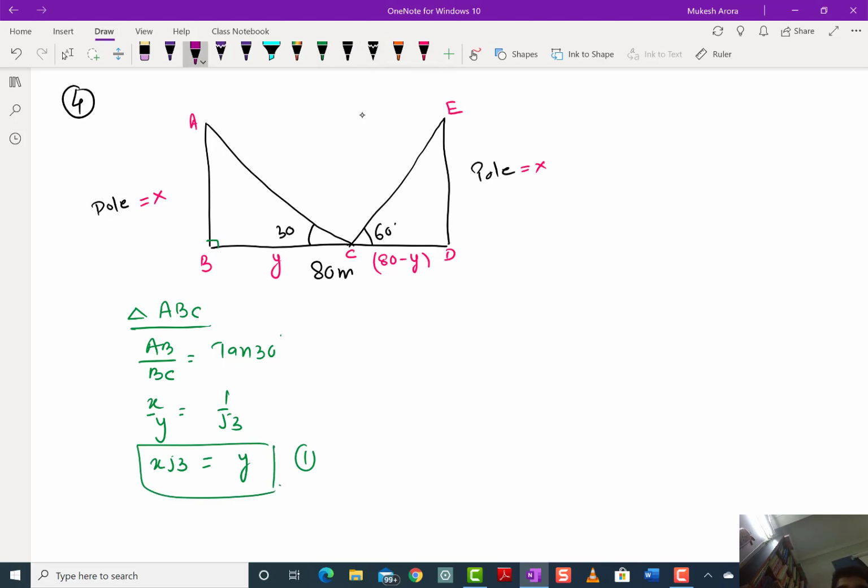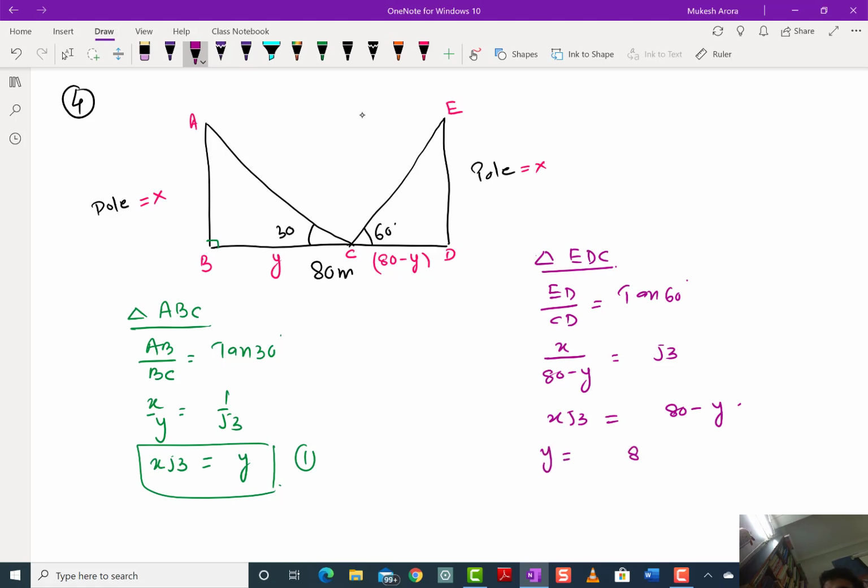Second, triangle EDC: ED upon CD is equal to tangent 60, x by 80 minus y is equal to root 3. So x root 3 is equal to 80 minus y. So y is equal to 80 minus x root 3.